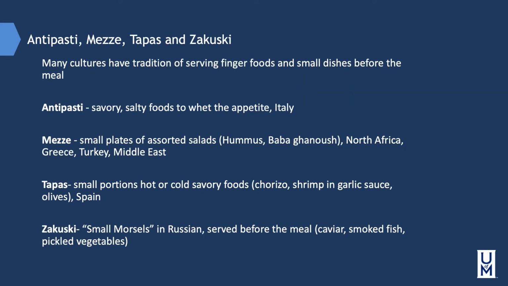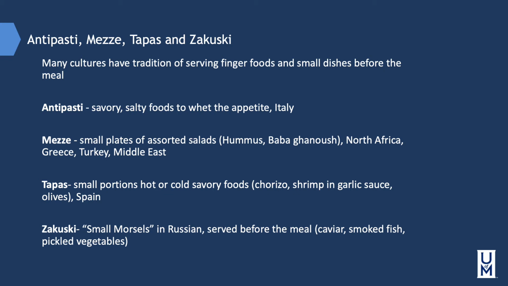A lot of different cultures have traditions for serving finger foods in small dishes before the meal. In Italy, the antipasti, which is savory, salty foods to whet the appetite. From the Middle East and North Africa and Greece, Turkey, and places such as that, Algeria, you've got mezze, which is small plates of assorted salads like hummus and baba ganoush.